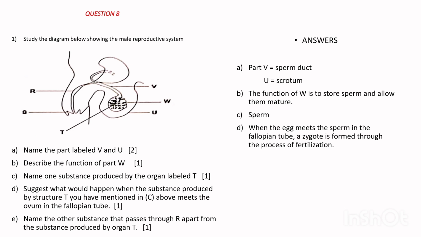Move to question E. Name the other substance that passes through R apart from the substance produced by T. So the answer there is urine. Then you're done answering these questions, as simple as that.